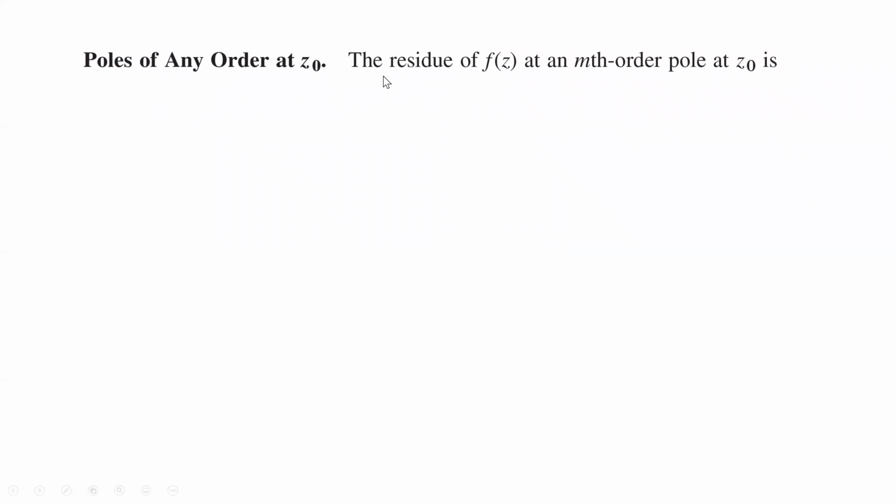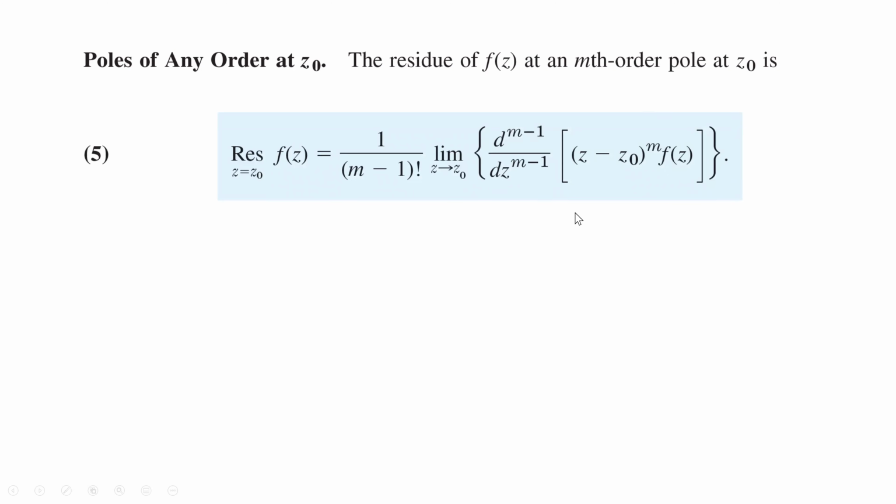So we have this formula for the residue of f of z at an mth order pole at z equal to z naught. This is the formula. It seems like a complicated formula. What this says is that you multiply this f of z by z minus z naught to the power m, and then take the m minus first derivative of that expression. And then take the limit of that as z goes to z naught, and then divide the result by m minus 1 factorial.